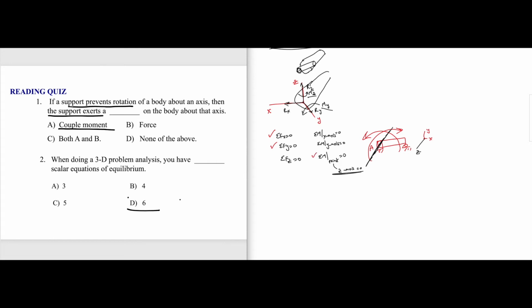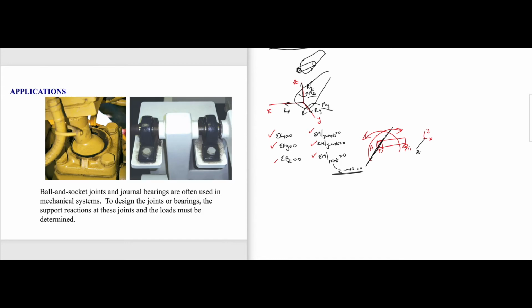So in 3D, we will use the rest 3: sigma Fz, moment with respect to x, moment with respect to y. That's what we'll be doing. So we'll be looking at various supports. For example, if you look at a ball and socket joint, if we give an axis like this, x, y, and z. Now, this ball and socket allows free rotation with respect to x-axis, with respect to y, with respect to z, but it will not allow translation in x, y, or z.